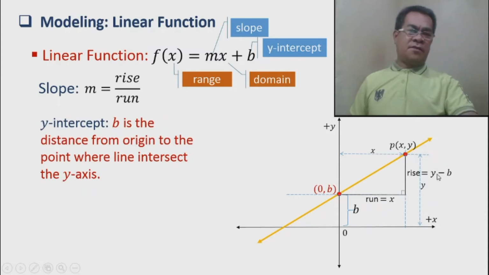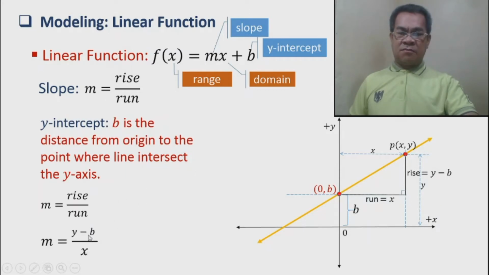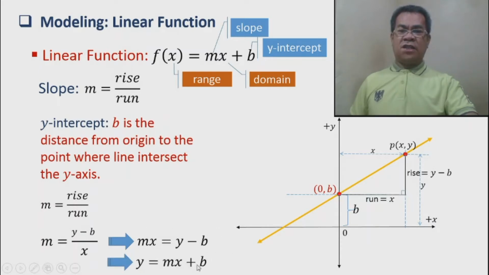So if we use the formula of the slope, rise over run, and substitute the rise by y minus b, and your run is x, we come up with this. Then by diagonal product, we have mx equal to y minus b. Solving for y, transposing b, we have the linear function model. So this is the derivation of this formula.